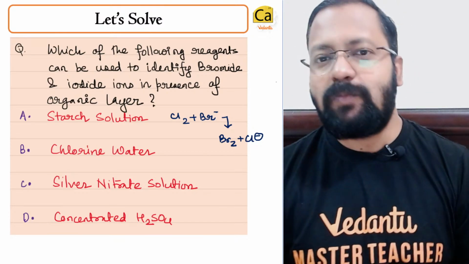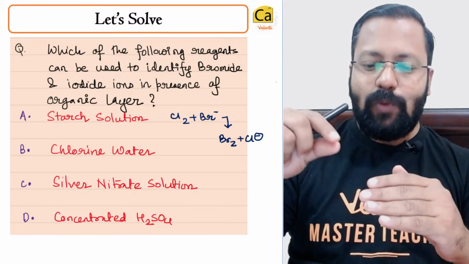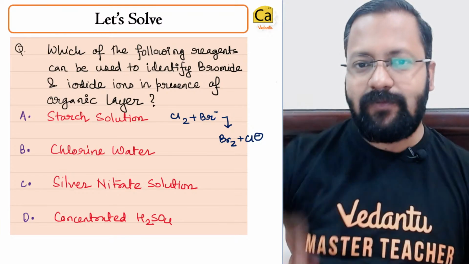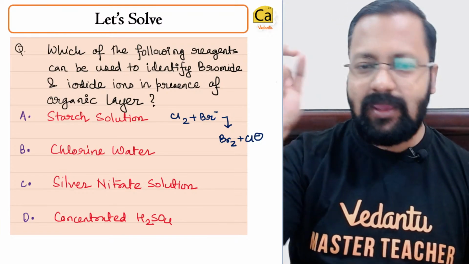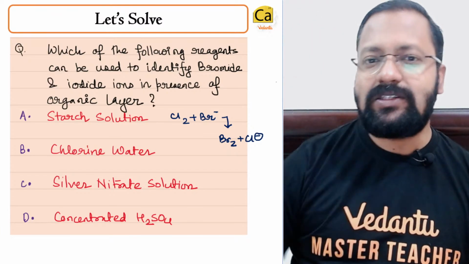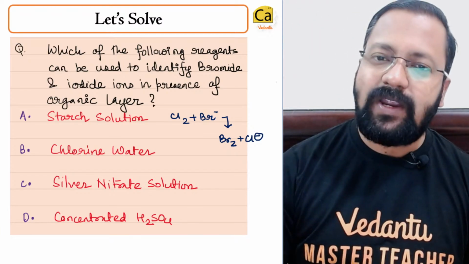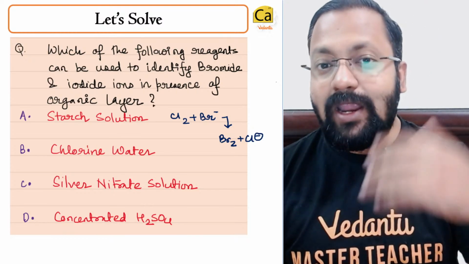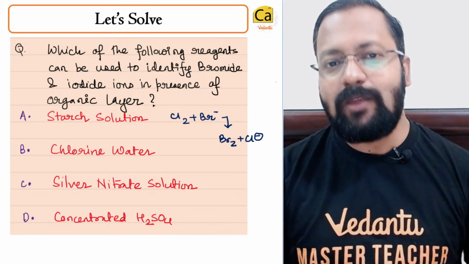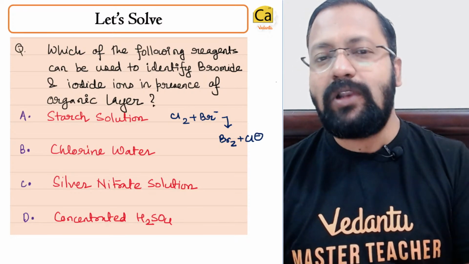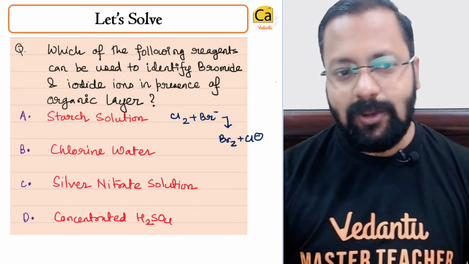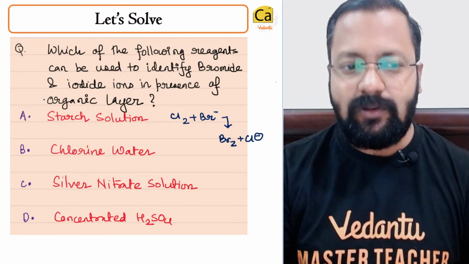And once it is displaced, you add CCl4 on top of it. You took a bromide salt, added chlorine water on top of it, and then you add CCl4 or carbon disulfide. What will happen is the liberated bromine will get dissolved in the CCl4 layer, because bromine is more soluble in a non-polar solvent. Organic layer means non-polar solvent.